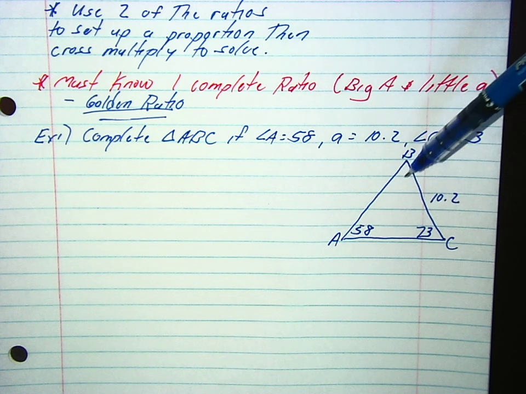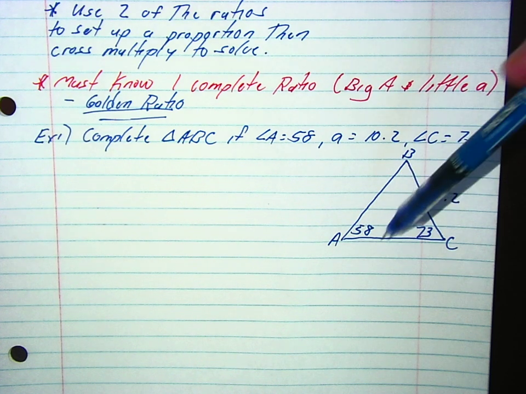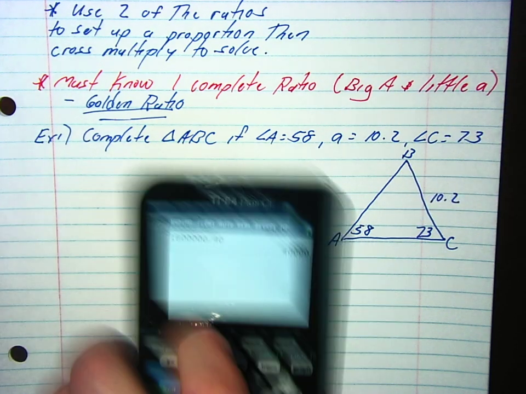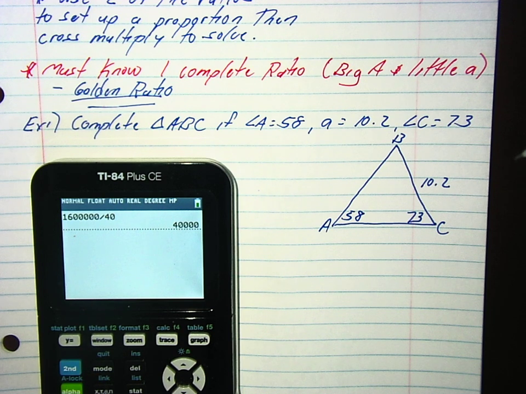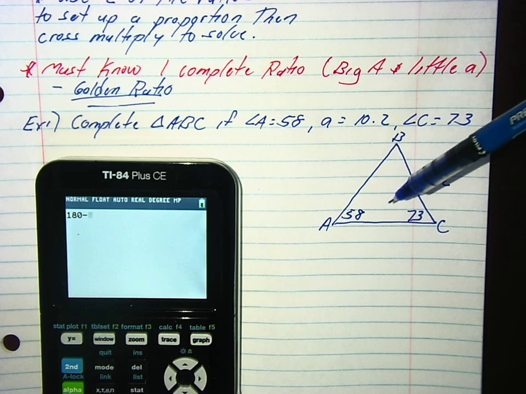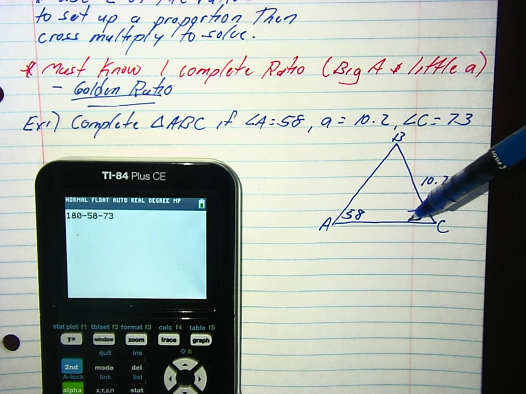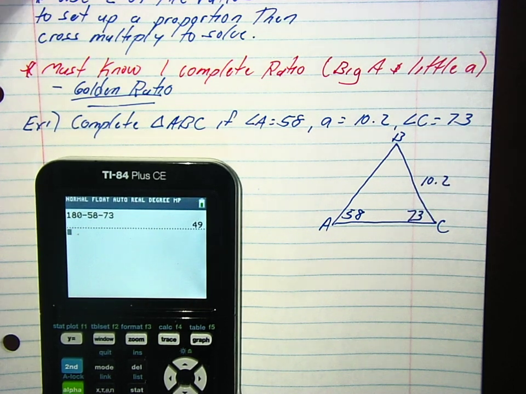Now I can find angle B right now because anytime I give you 2 angles, if you're looking for the third, you'll always find the third angle by just subtracting these from 180. So I'm just going to take 180, because that's how many degrees are in a triangle. Subtract that 58, subtract that 73, and I get 49.